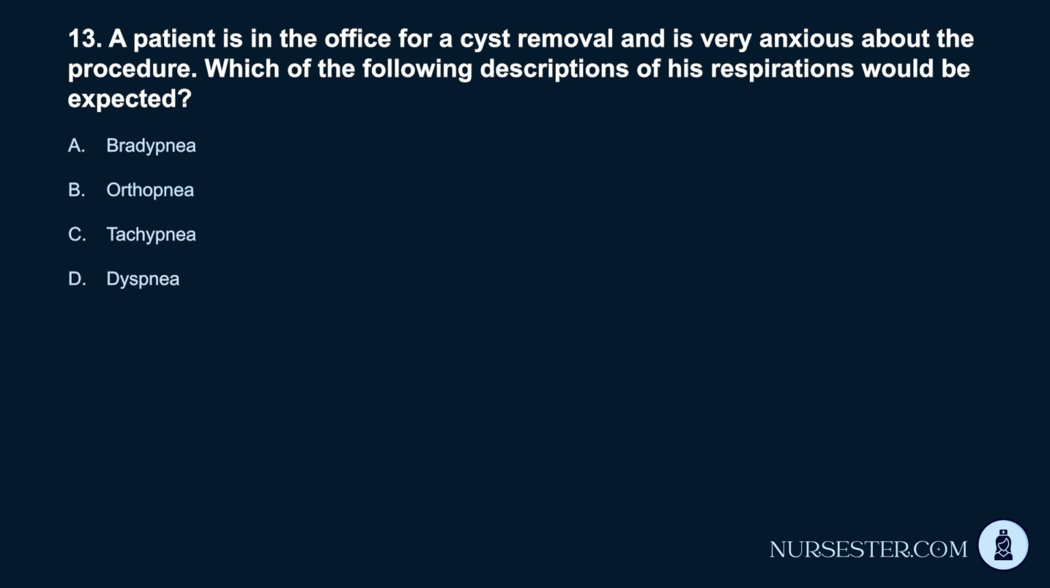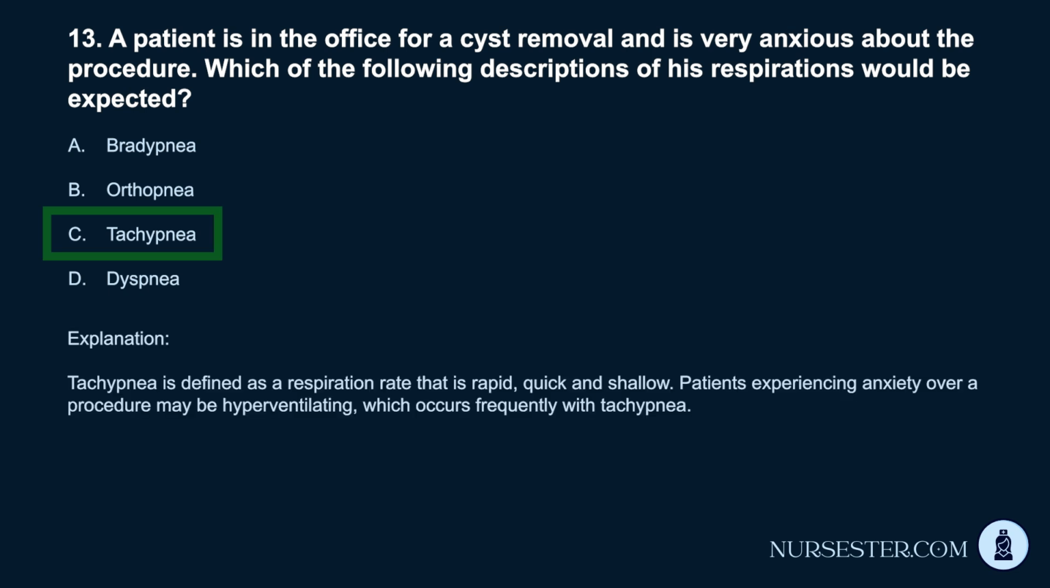13. A patient is in the office for a cyst removal and is very anxious about the procedure. Which of the following descriptions of his respirations would be expected? A. Bradypnea. B. Orthopnea. C. Tachypnea. D. Dyspnea. Correct answer, C. Tachypnea. Tachypnea is defined as a respiration rate that is rapid, quick, and shallow. Patients experiencing anxiety over a procedure may be hyperventilating, which occurs frequently with tachypnea.